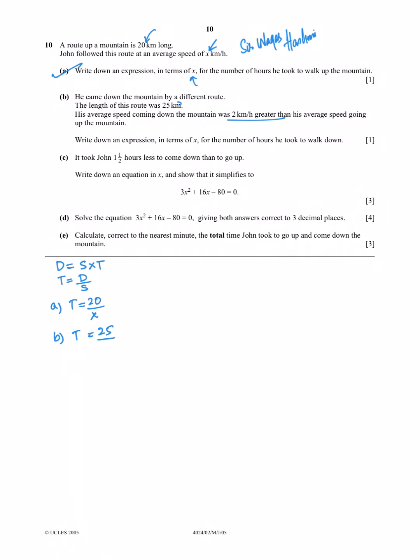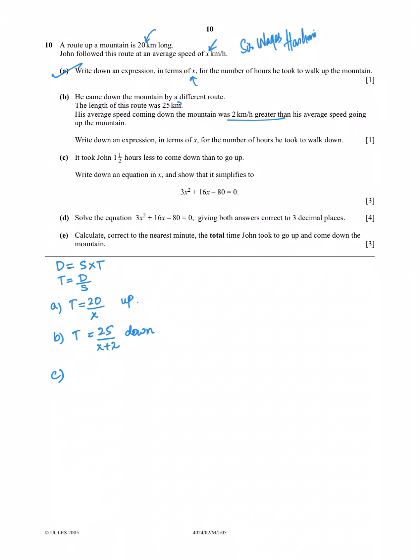So at first the speed was x. Now this time the speed is x plus 2. That is my part B answer. So I have two values of time. The first one, he is going upwards, right? So I am saying that this time is upwards and this one is downwards.